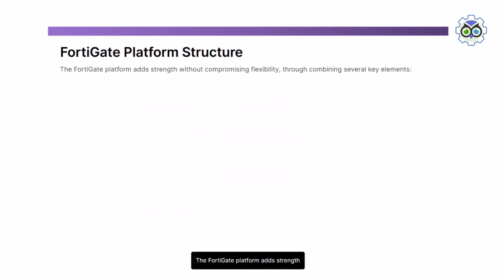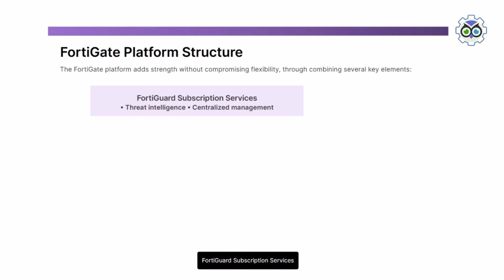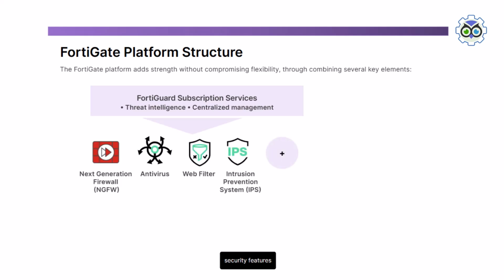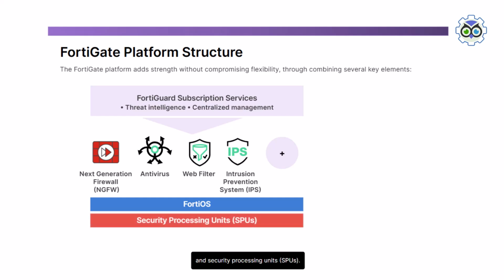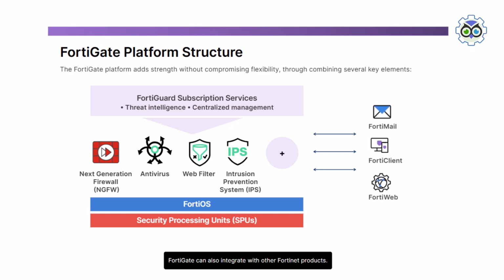The FortiGate platform adds strength without compromising flexibility through combining several key elements: FortiGuard subscription services, security features, the FortiOS operating system, and security processing units, SPUs. FortiGate can also integrate with other Fortinet products.